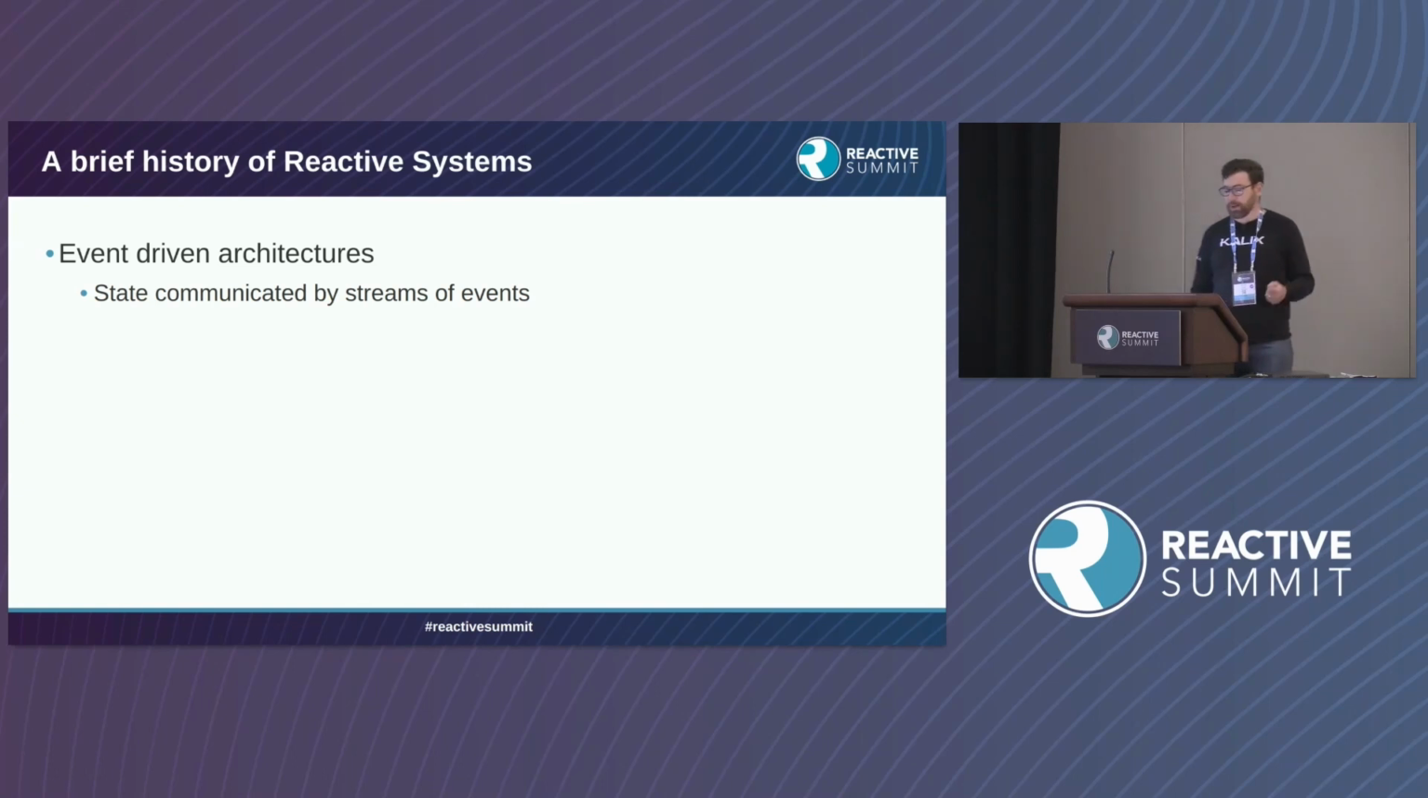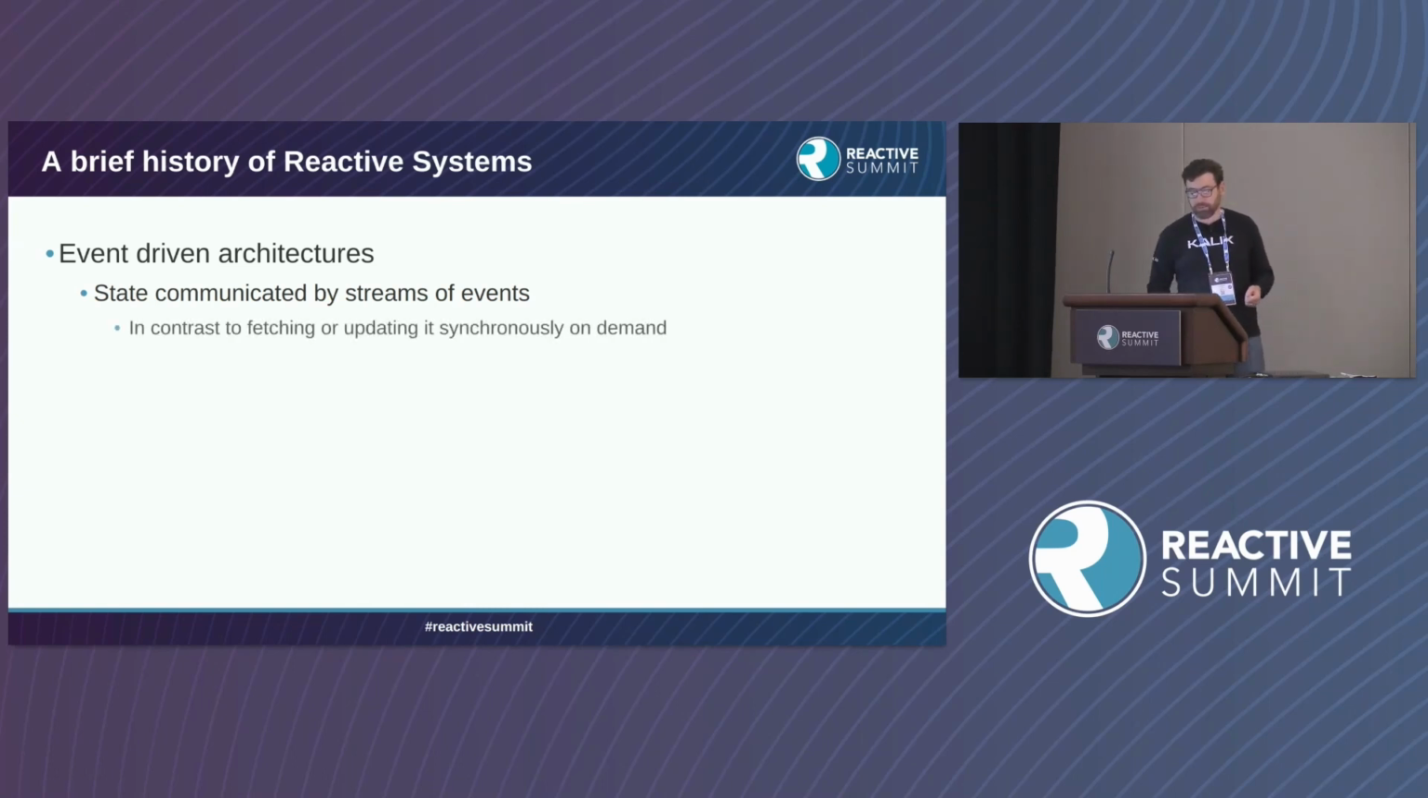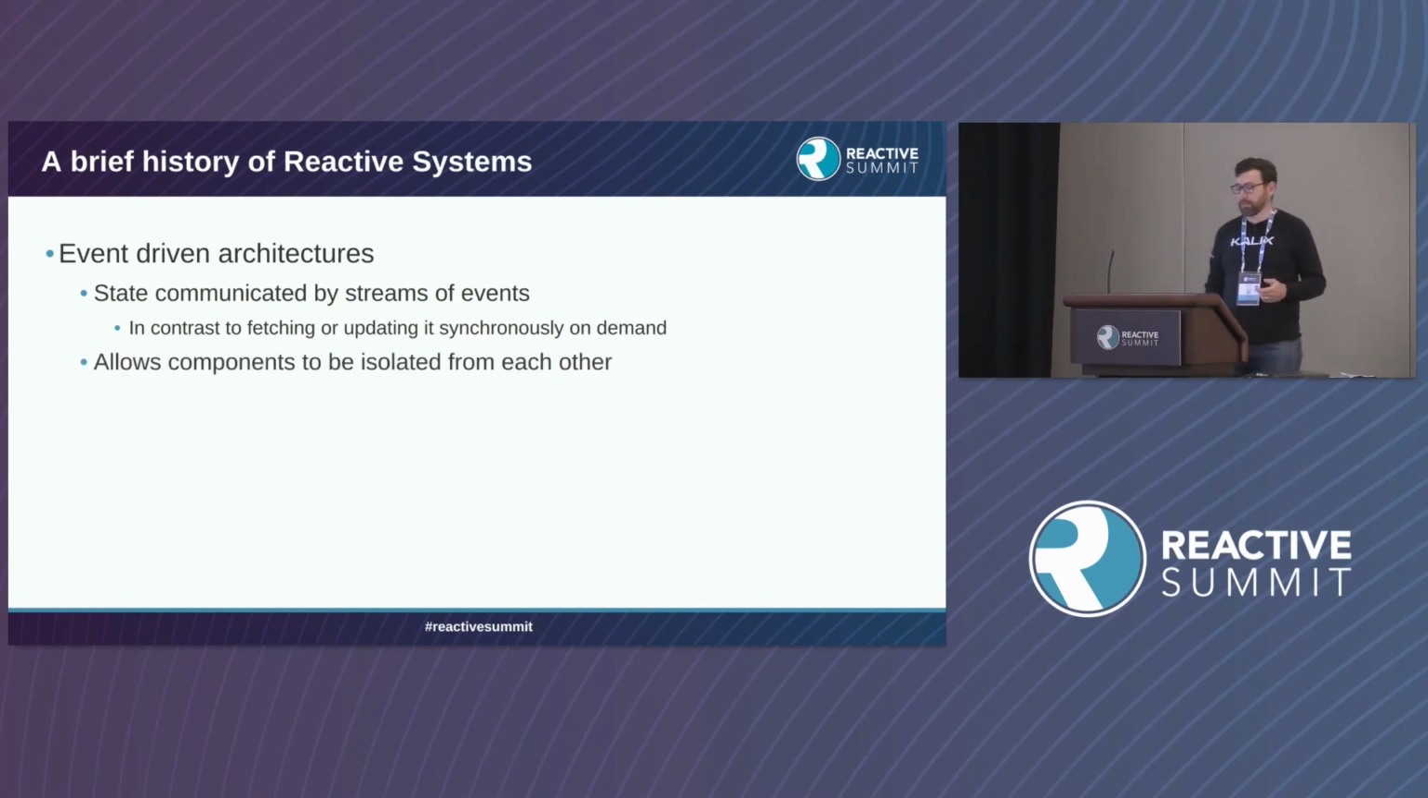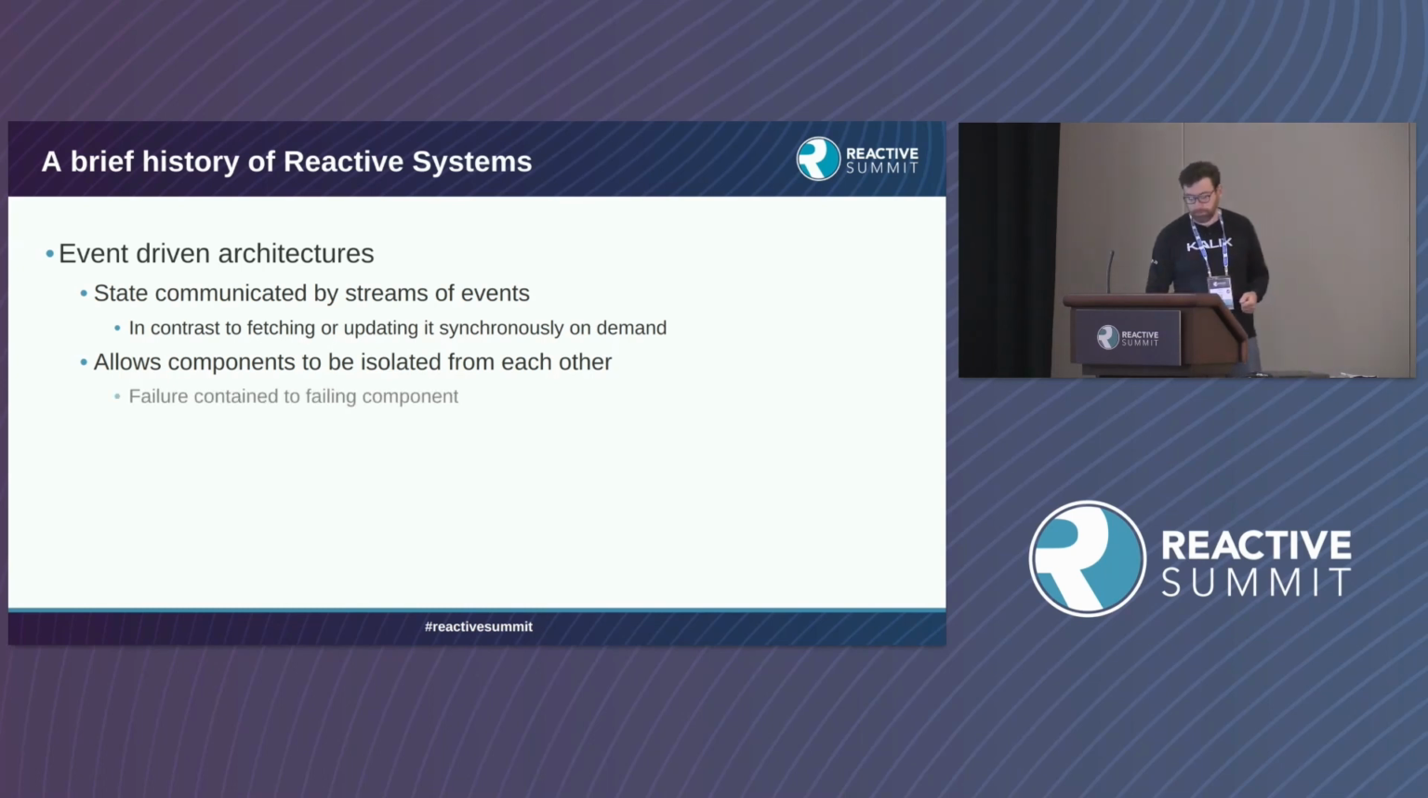So in event-driven architectures, state's communicated by streams of events, in contrast to fetching or updating it synchronously as part of the request that needs it. And again, this allows components to be isolated from each other. So if one component needs to update another component and that component's not running, it doesn't matter because all that component has to do is publish its event stream, and then eventually the failing component will come back up and be able to consume it.